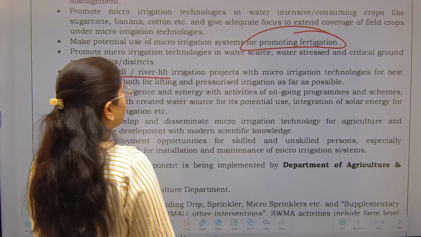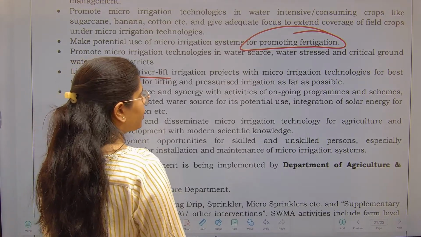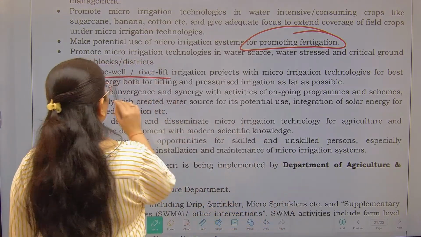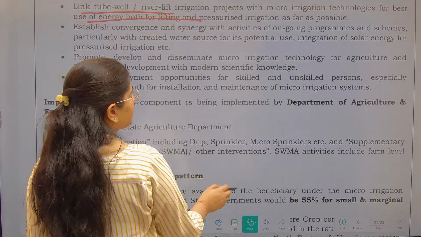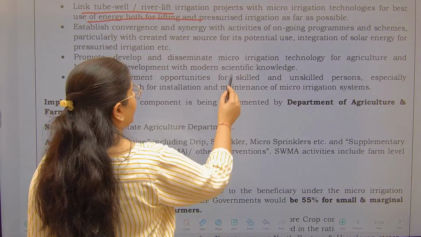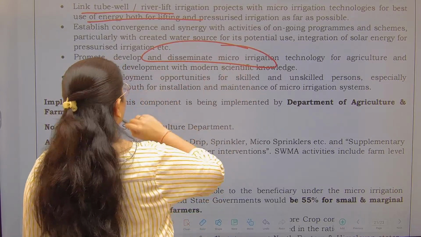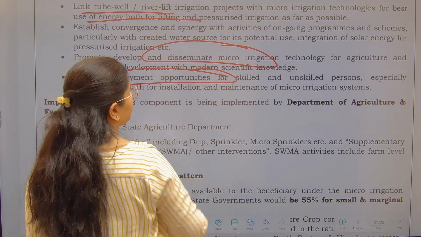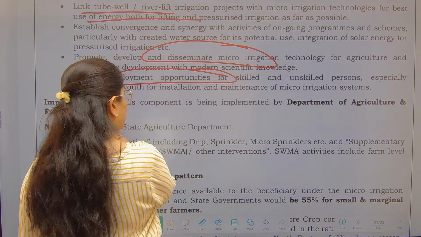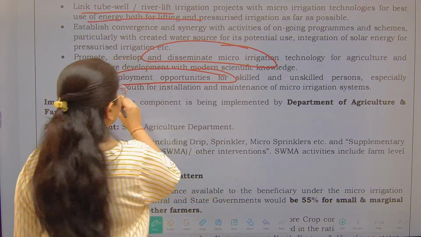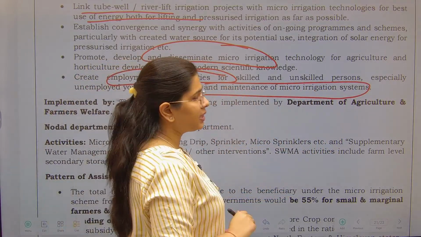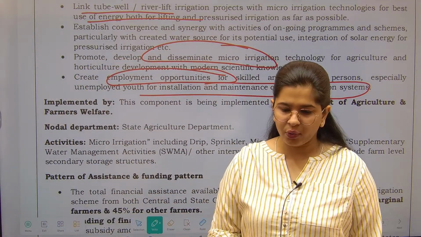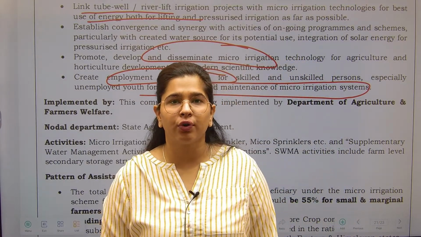So link tube well, river lift irrigation projects with micro irrigation technologies for best use of energy, and promoting, developing, disseminating micro irrigation related technology for agriculture, creating employment opportunities for the skilled and unskilled persons, especially unemployed youth, related to installation and maintenance of the micro irrigation system. This component is always included over here. Why include it over here?